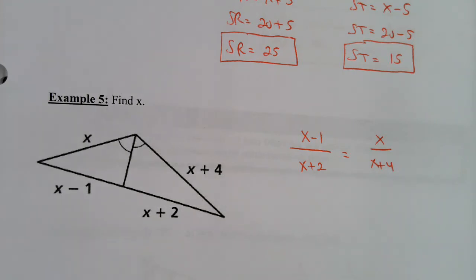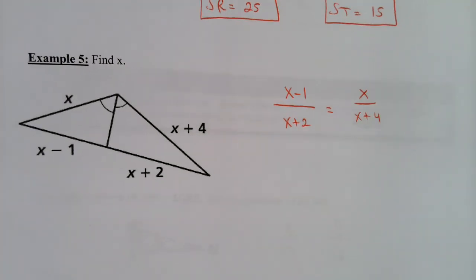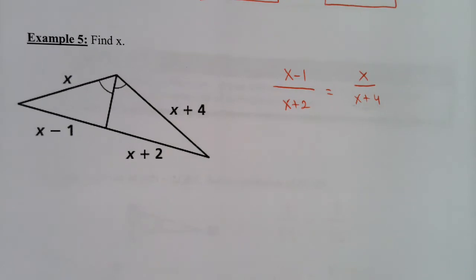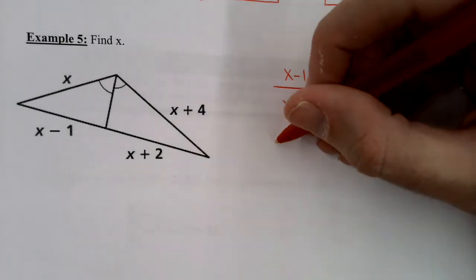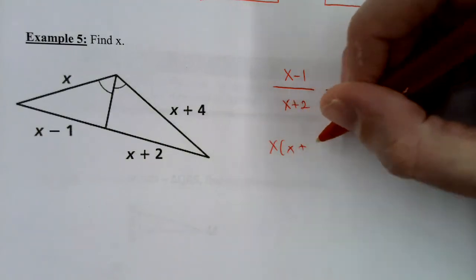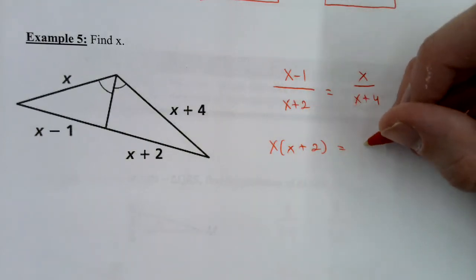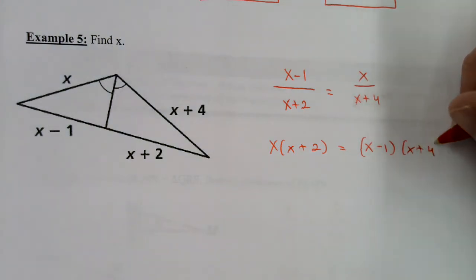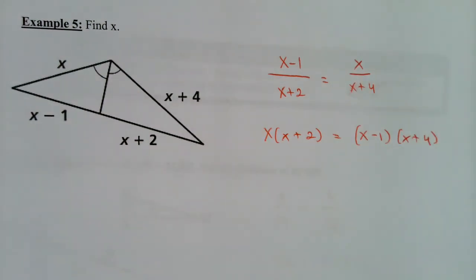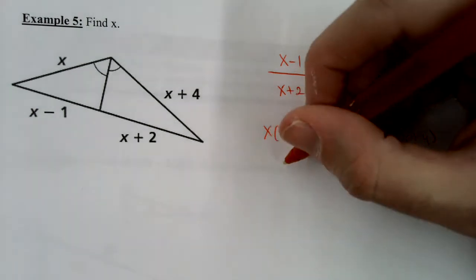That looks a little messy. Let me rewrite that. Okay, that looks better. Okay. So we're going to cross multiply and solve. Let's do x times x plus 2 equals x minus 1 times x plus 4. So on the left, you're going to distribute: x squared plus 2x.